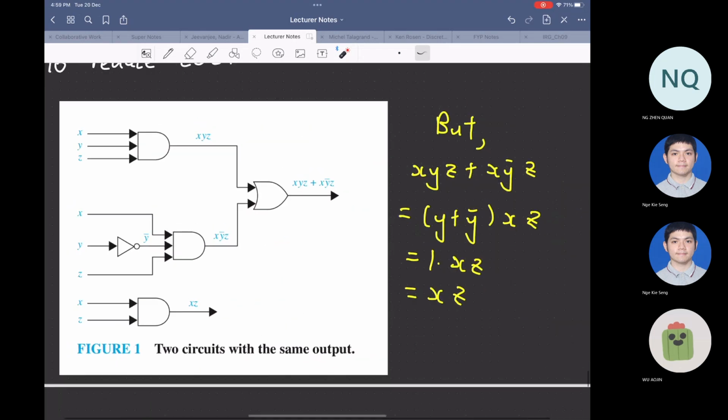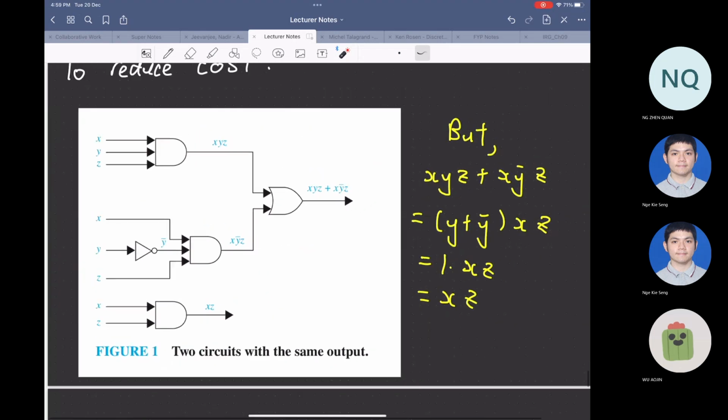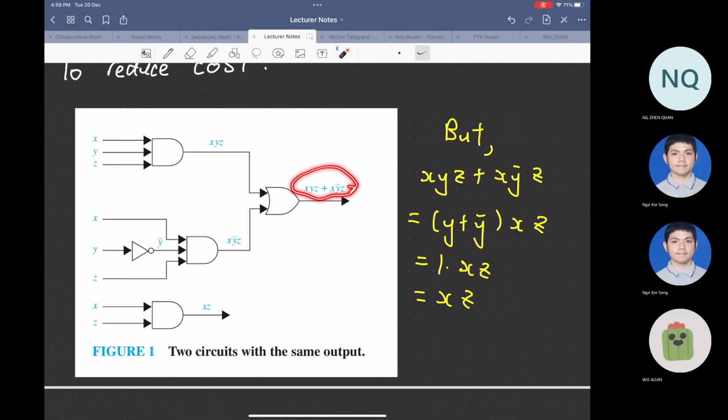So why are they the same? Let's look at the first Boolean expression here. When you add them together, you can factorize the y and y plus y bar using the distributive law. You can use the distributive law, or you can commute it first and then distribute. But first, use the distributive law.